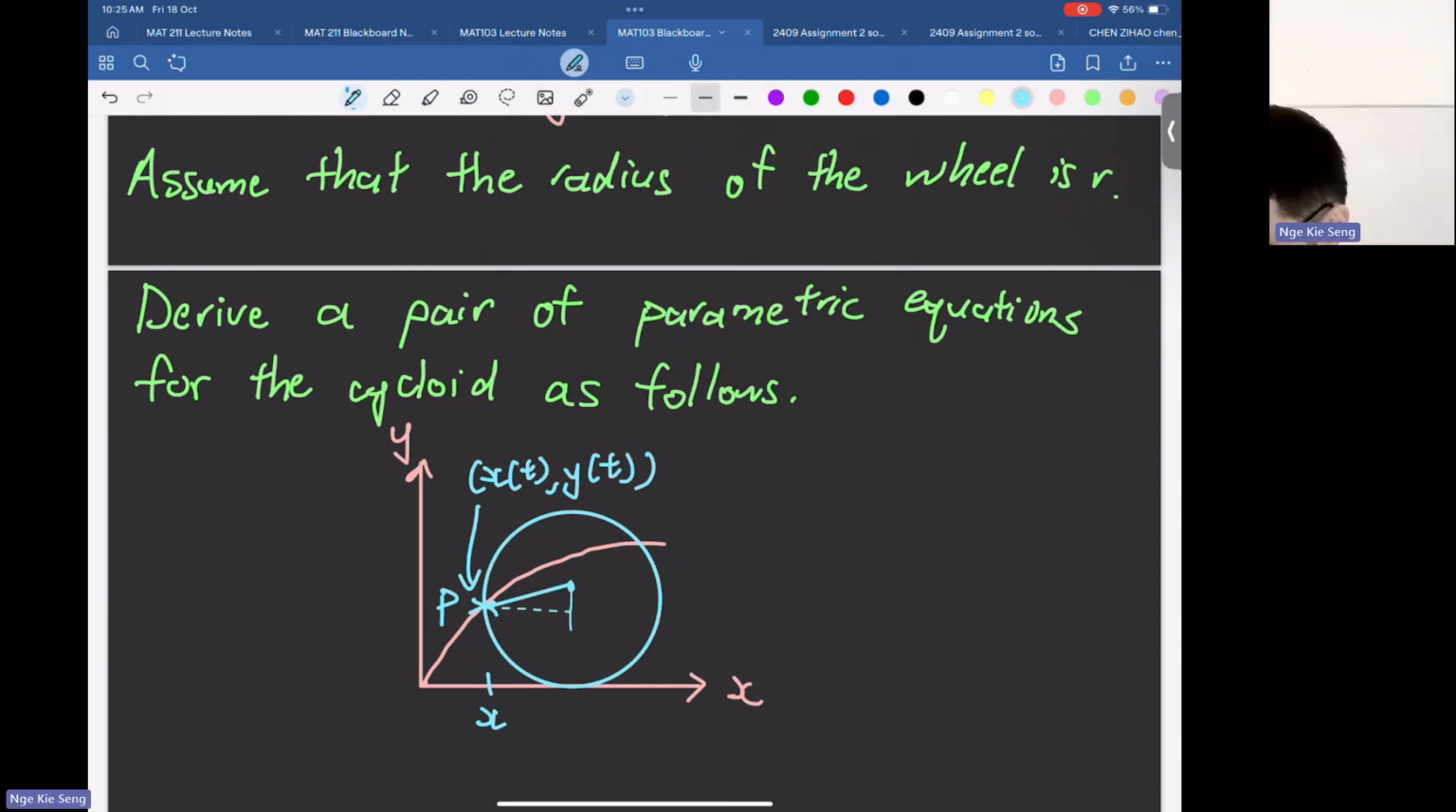Then this one, check this point here. So what's the center here? This center is C. Okay, and then how about we relate this point here to the angle T here? How are we gonna do this?